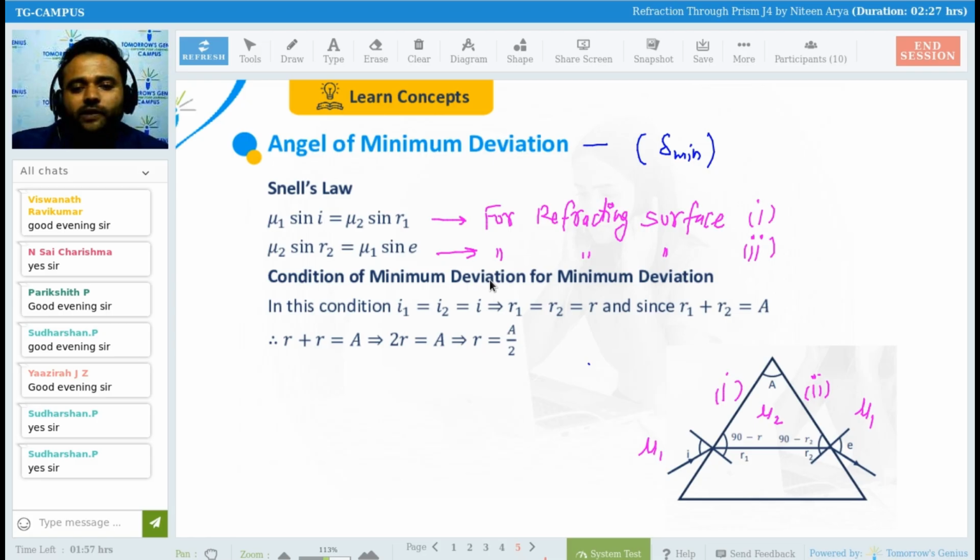Now, condition of minimum deviation. What is the minimum deviation? In this condition, I1 equals I2 equals I, and R1 equals R2 equals R. One thing is missing: I is going to be needed, because angle of deviation doesn't consider I in this 2I.